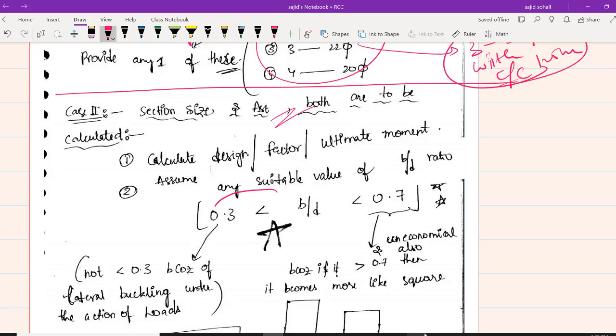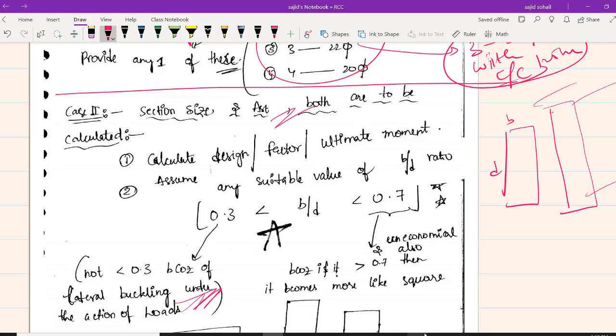So what are those values? The value for B and D should be in the range of 0.3 to 0.7. If you are taking B by D ratio less than 0.3, that means the section will become काफी लीन, the rectangle will become something like this, right? So what is happening? There could be a chance of lateral buckling under the action of load. Your beam will be something like this, and when the load is acting there could be lateral buckling. कुछ इस तरह से buckle हो सकता है because slenderness ratio is very high.